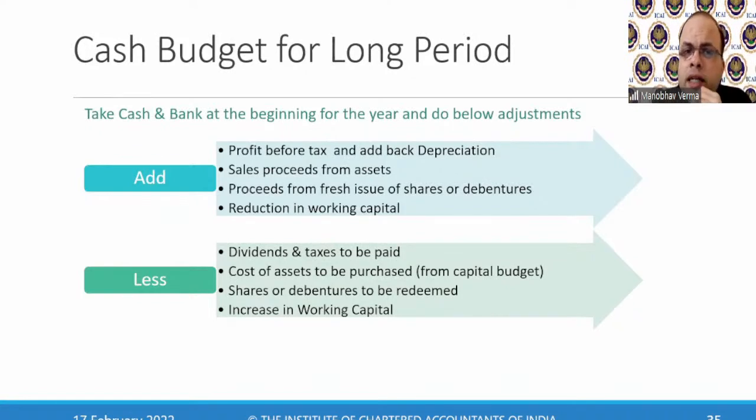Of course, we have the income statement where we have the profit before tax. We add back the non-cash items like depreciation. We incorporate the investing and financing sections. We're talking about adding the sales from the assets here, or even the financing aspect of the money coming in from shares or debentures, and changes in working capital. So like we do in a cash flow, probably the indirect method, and then any kind of dividend and tax payment, again investing activities or redemption of shares or debentures. So all those aspects are to be done for a longer-period cash budget over here.